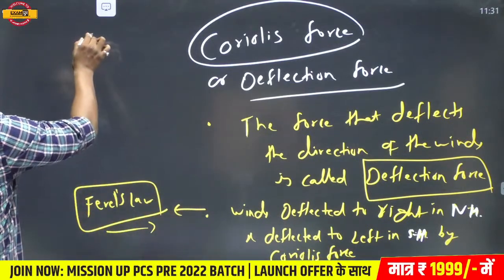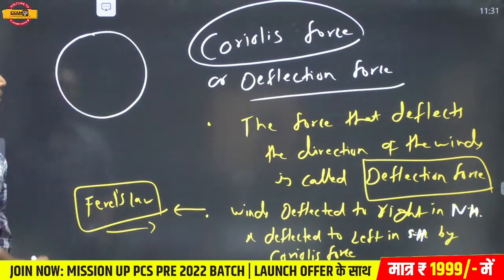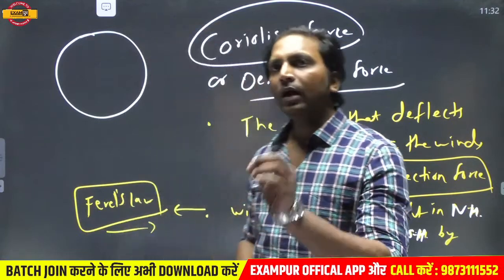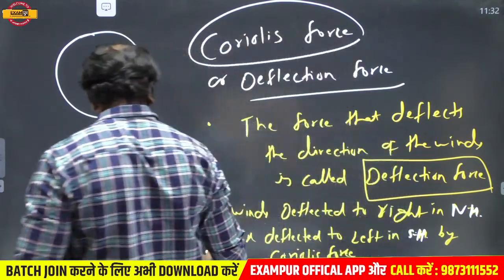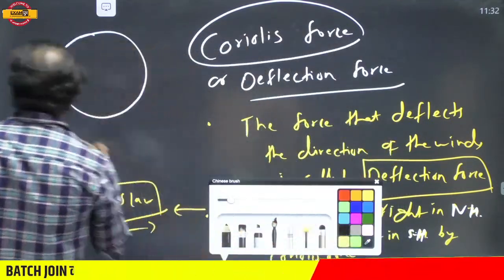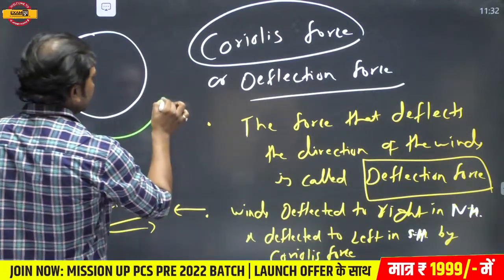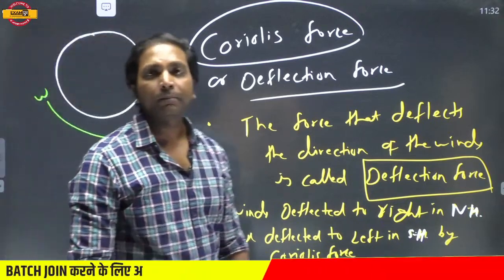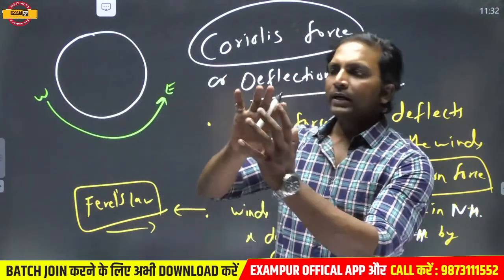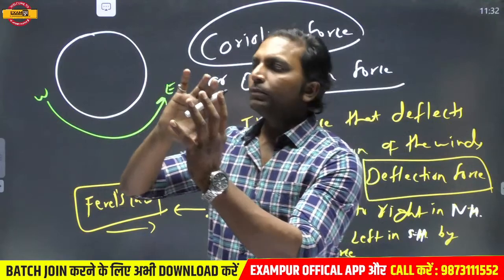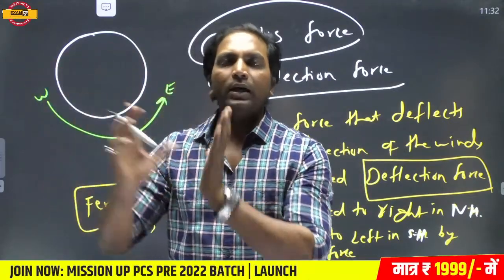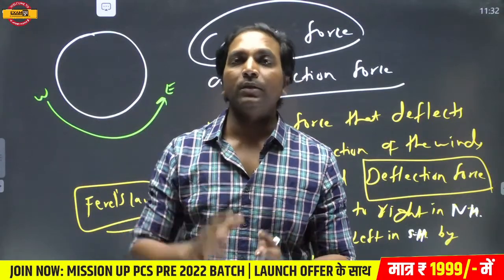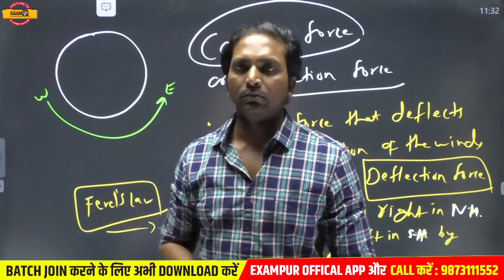Now you see here that I have drawn the Earth as a globe, and Earth is rotating on its axis. You have known about these things. Earth is rotating on its axis from west to east. When a body or an object is moving forward, there is a force behind it, and that is the so-called deflection force, which deflects.